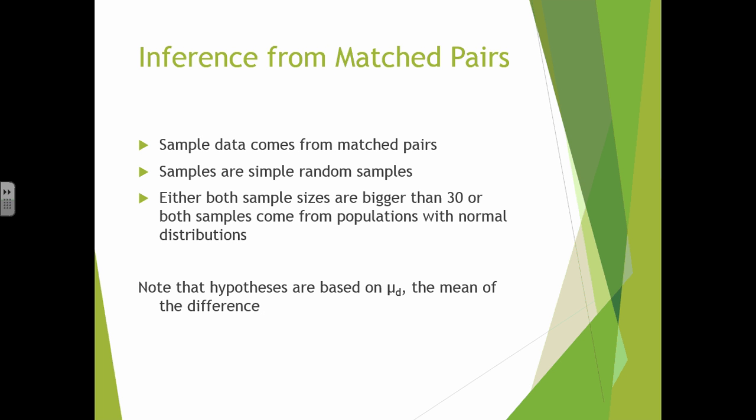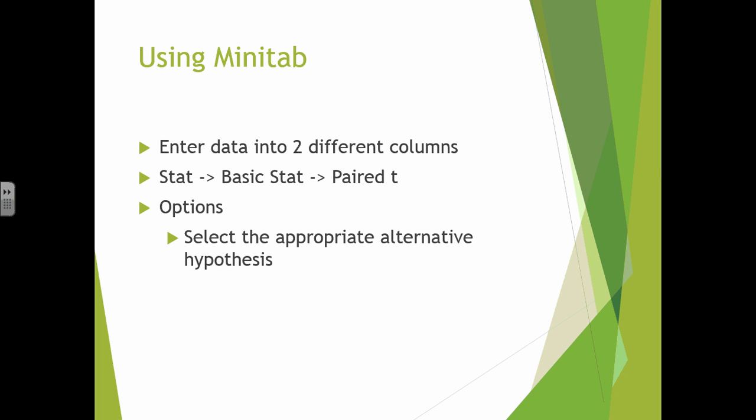The next one is we're going to look at when we have two matched pairs. In this case, the requirements are the sample data has to come from two matched pairs. They have to be simple random samples, and either both sample sizes are bigger than 30 or both samples come from populations with a normal distribution. Note the hypotheses are based on mu sub d, the mean of the differences. If they are the same, then their difference is 0.